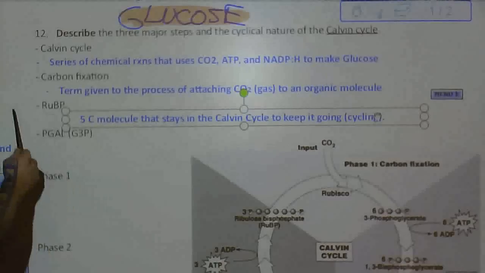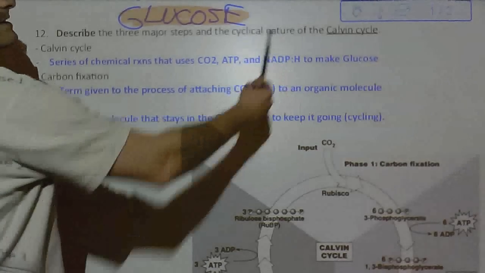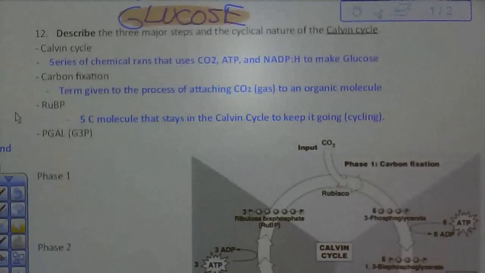Next up is this molecule called RUBP. We don't care what it stands for. It is a 5-carbon molecule that stays in the Calvin cycle so that the cycle continues. You can see here it talks about the cyclical nature of the Calvin cycle. There has to be molecules that stay in, otherwise it is a linear process and not cyclical.